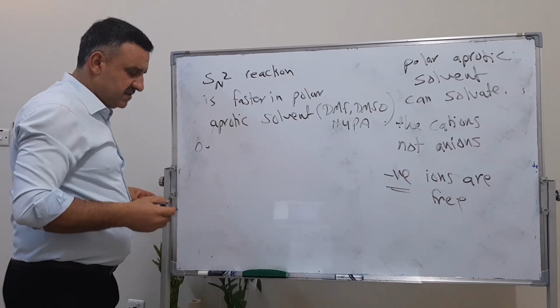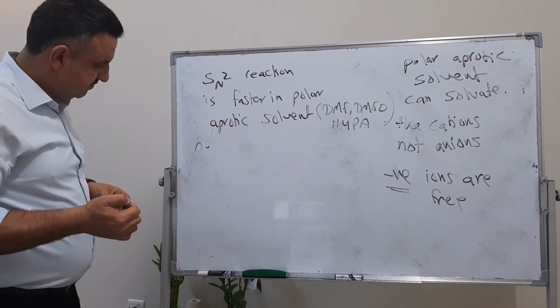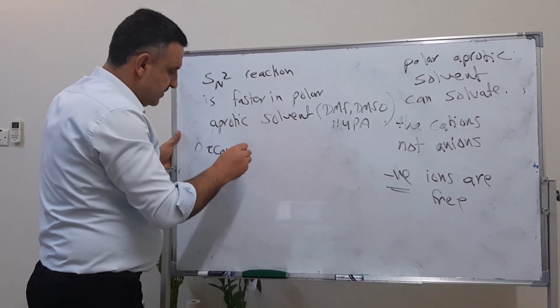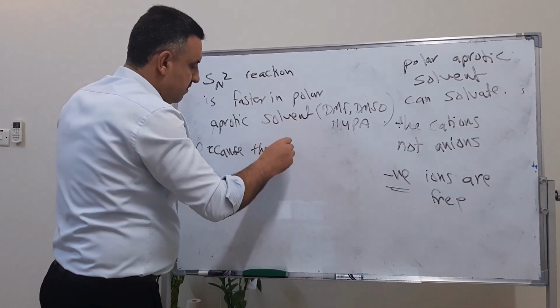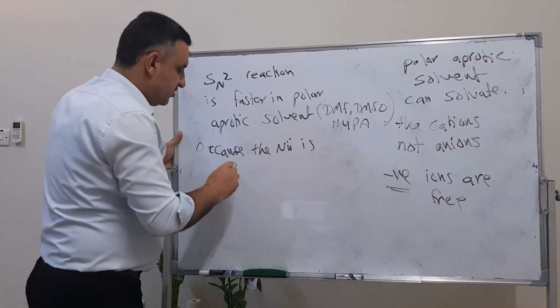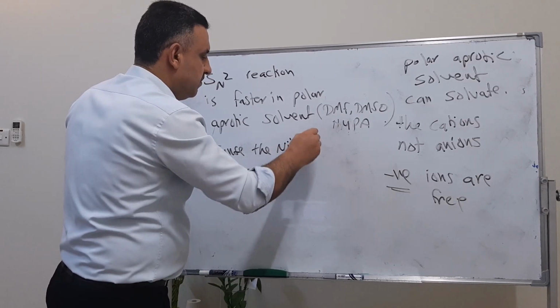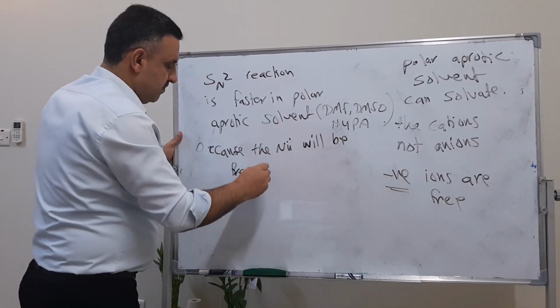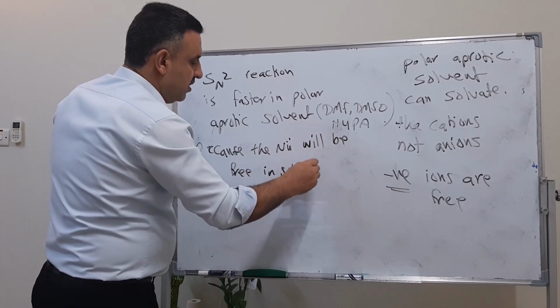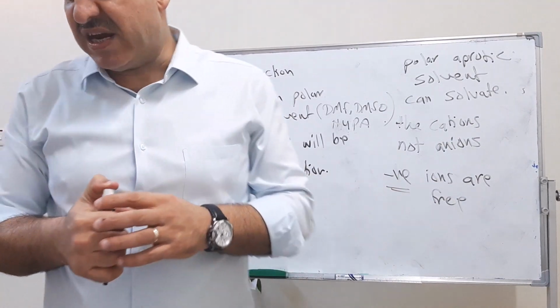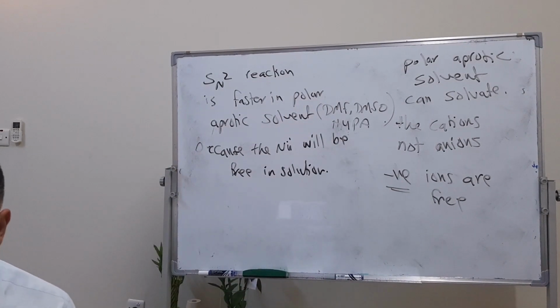Because, as I said, the nucleophile is free in solution, and therefore it has a higher ability to reach or to react with the reaction center. Is that clear, guys? Is there any question?